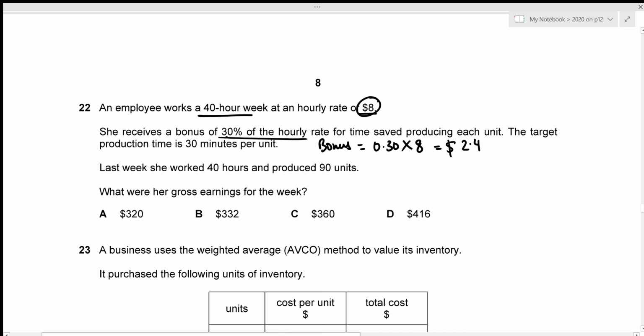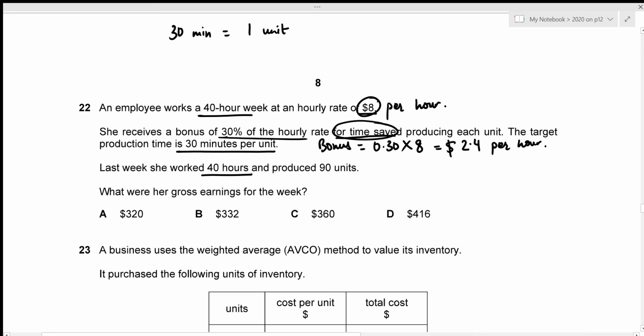And this is for the time saved, meaning that this bonus rate is also going to be dependent on the time, so that's going to be per hour. And the normal rate is also $8 per hour. All right. Then the target producing time is 30 minutes per unit, which means that for every 30 minutes worked, she needs to produce 1 unit. All right, then last week she worked 40 hours and produced 90 units.